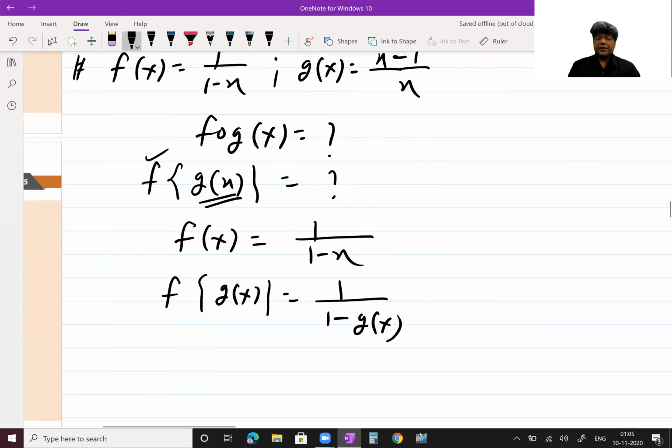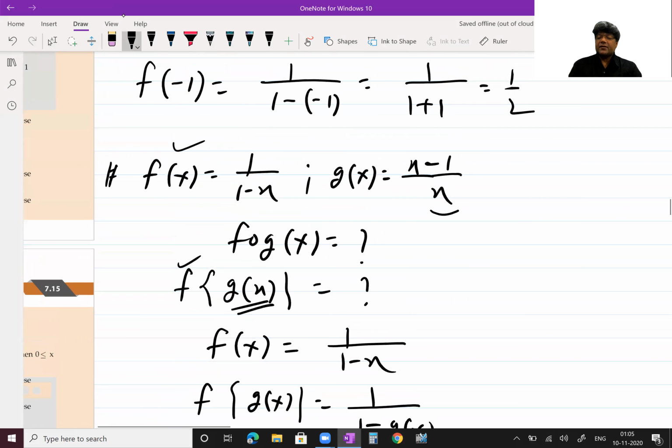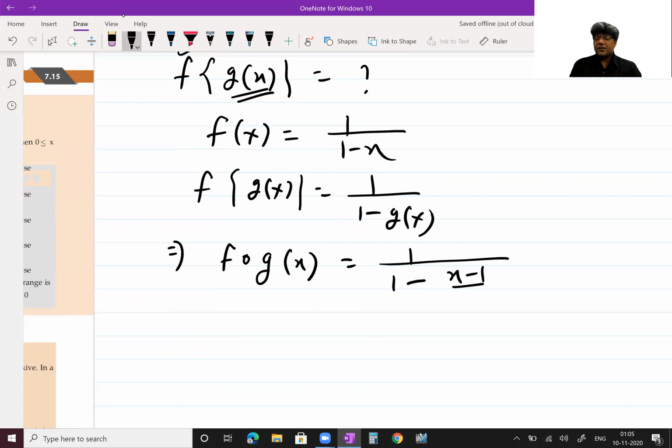What have we done? We have replaced x on both the sides by gx. So automatically, this became f of g, or you can write f of gx, which means fog in terms of x. On the right hand side, replace the gx value. What is the gx value? x minus 1 by x. So in place of gx, x minus 1 by x.